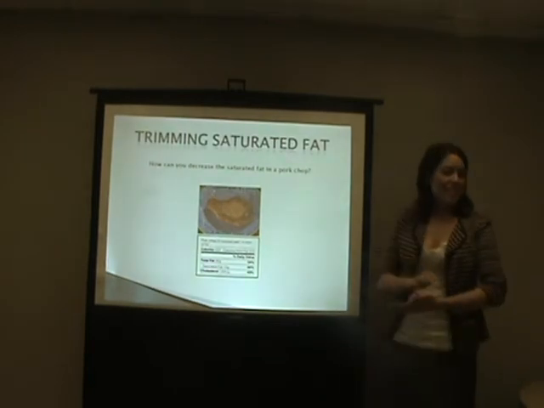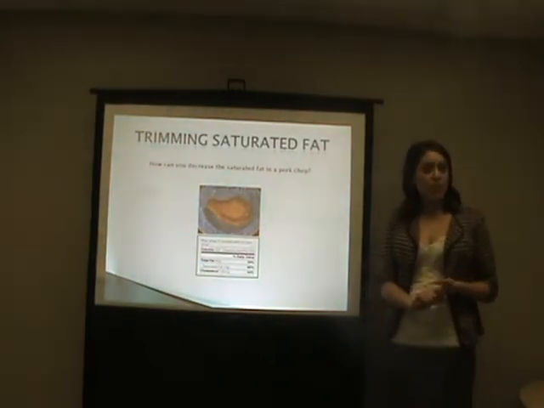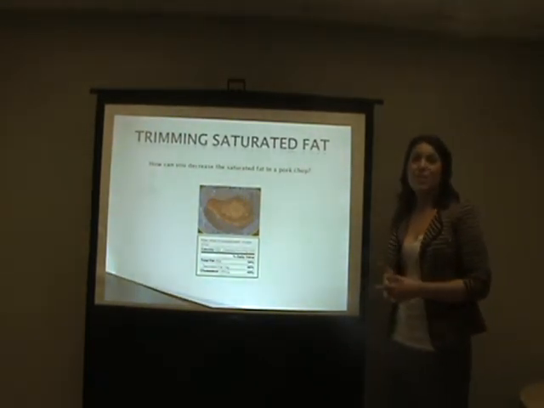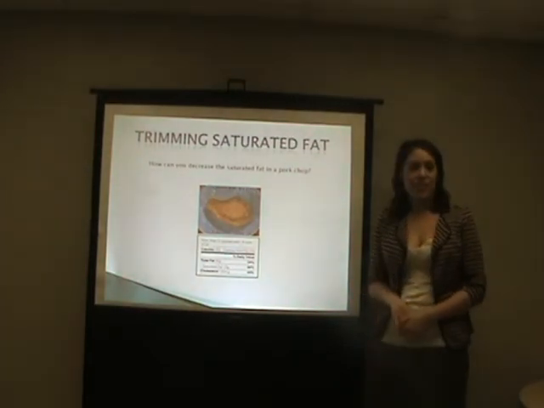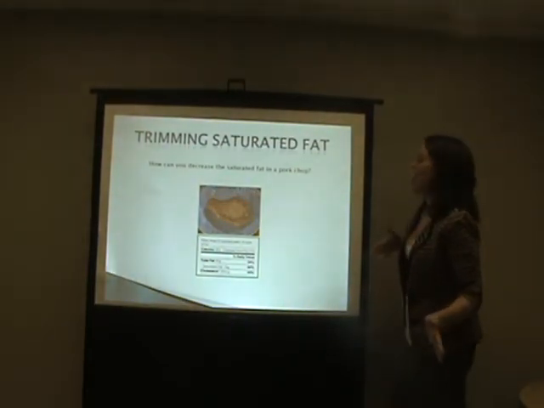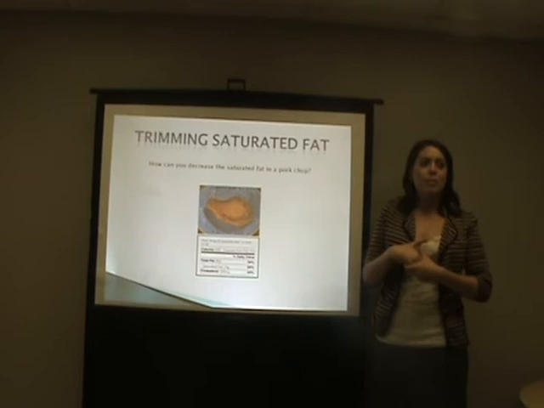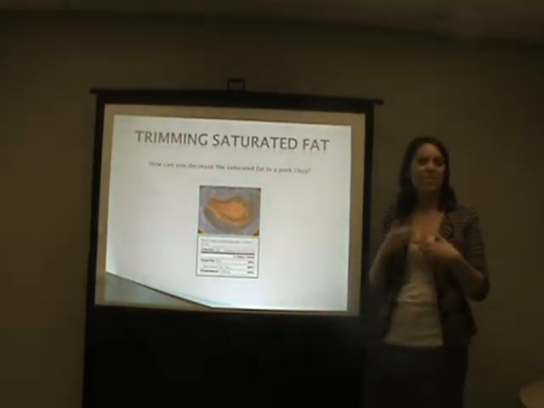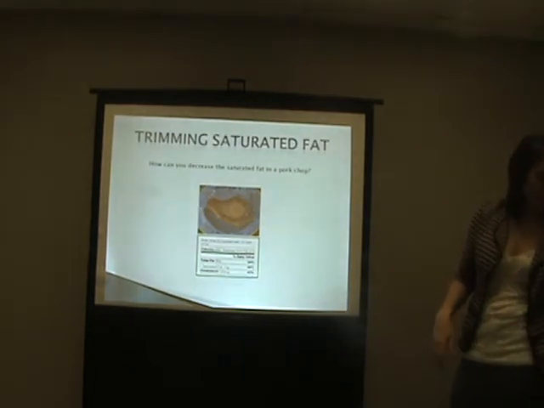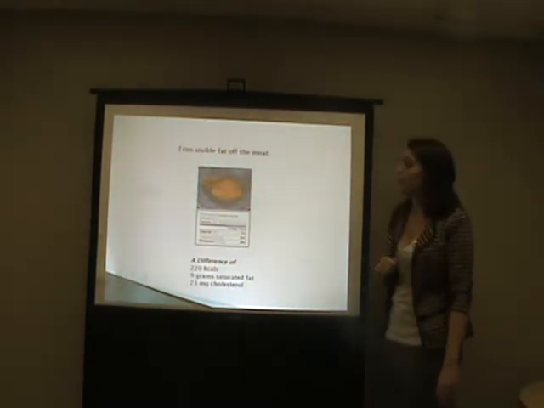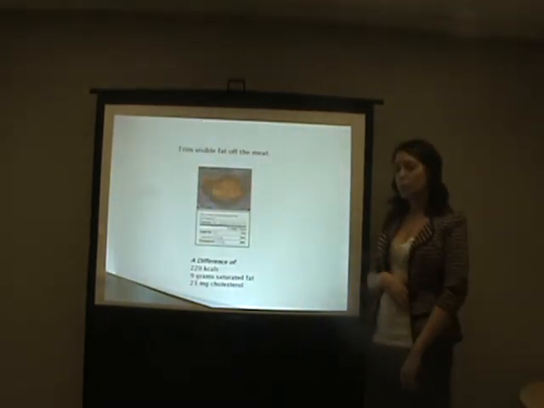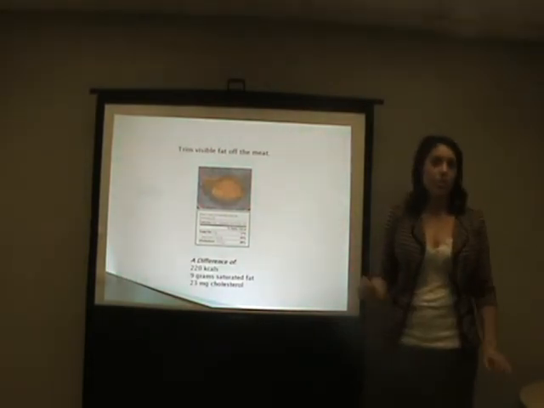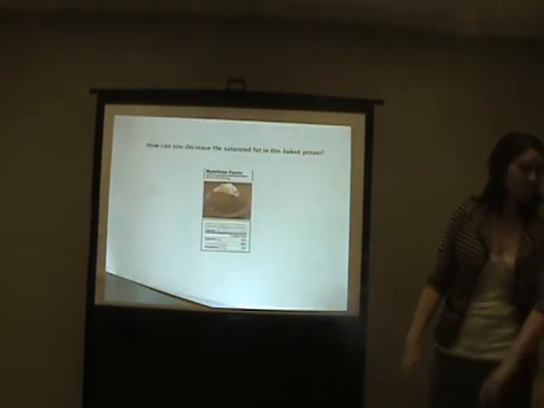So let's do a little activity. Now that we know where our sources of saturated fat come from, if we were going to trim saturated fat, here's a pork chop. What's one way we can trim some of the saturated fat? Take away the fat around the edges. Trim the visible fat around the edges, exactly. So if you do that just by trimming the visible fat, you can save 220 calories and 9 grams of saturated fat.